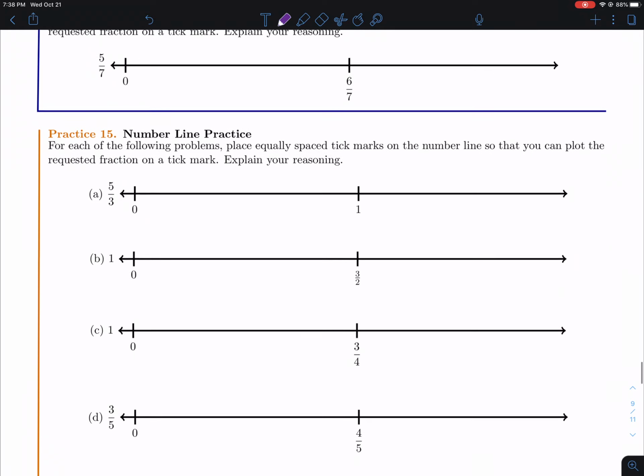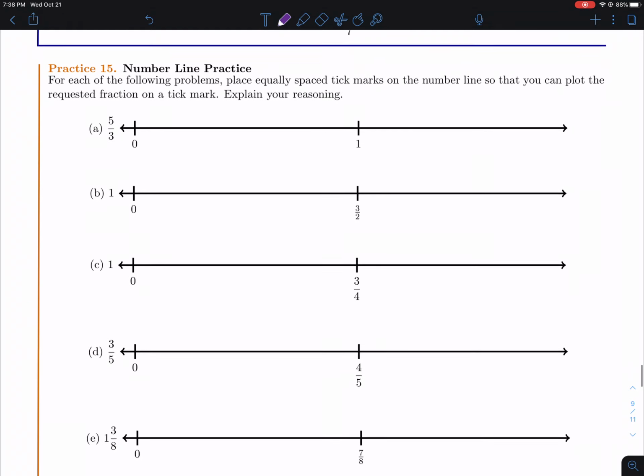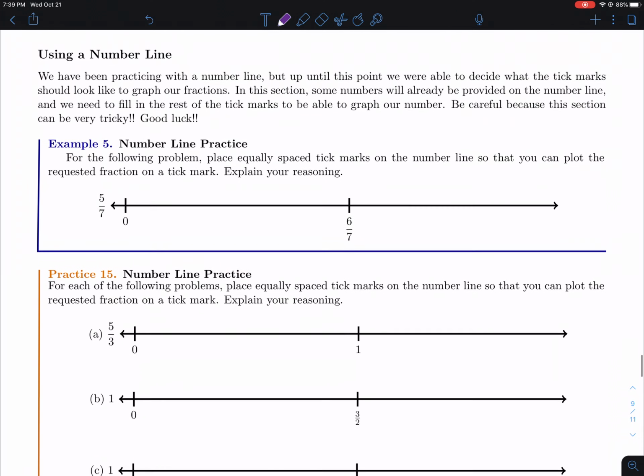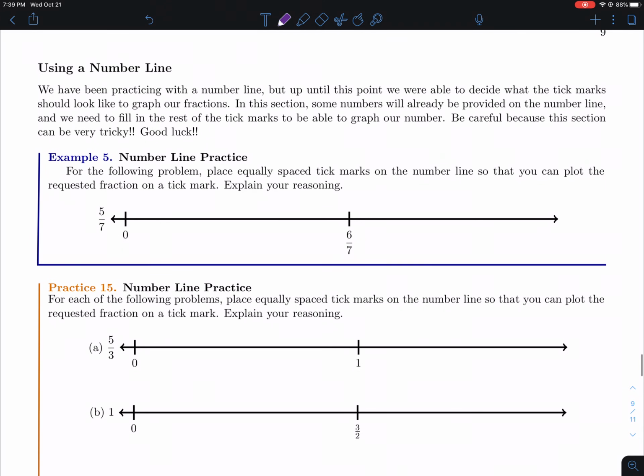So first thing, obviously, this isn't to scale because I just have everything running straight down the middle, which is totally fine. But the big part here is we want to make sure we think about the denominator, because that's going to help us determine how many tick marks we actually need. So with my example, I'm trying to plot the point 5 over 7. And they've given me 2 anchors in this case, 0 and 6 over 7.